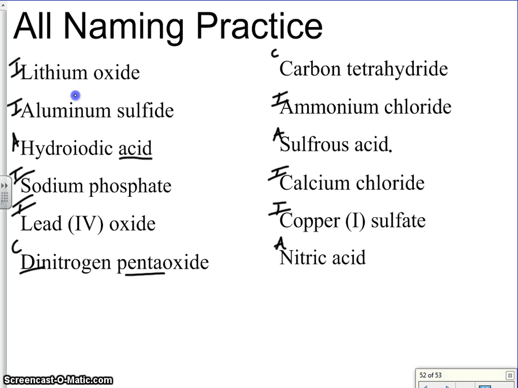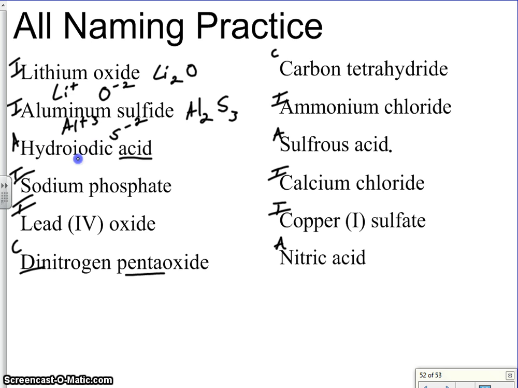With these, if you're naming all your ionic compounds first or anytime, I would still go through and write out your charges just so you don't make any mistakes. Lithium is Li plus 1. Oxygen is O negative 2. Cross and swap, we get Li2O. Aluminum, Al plus 3. Sulfide is sulfur, which is S minus 2. Cross and swap, Al2S3.